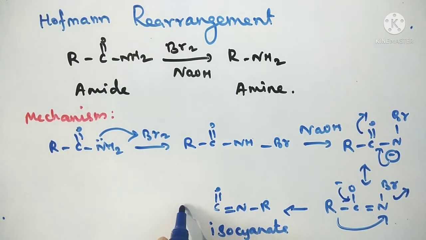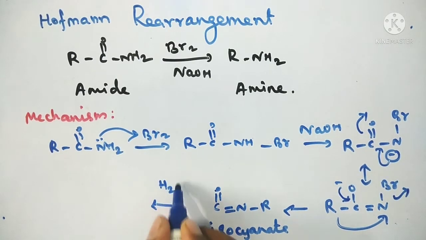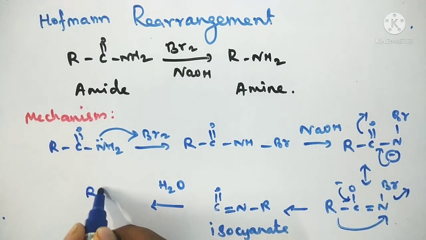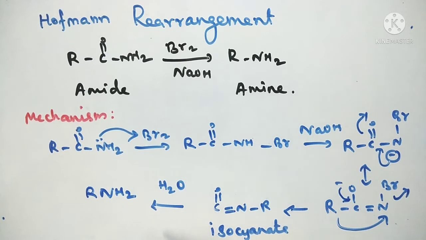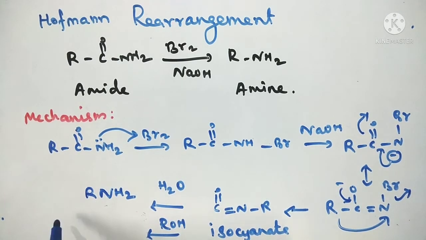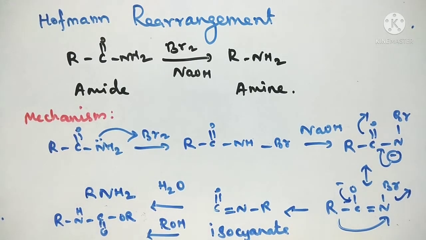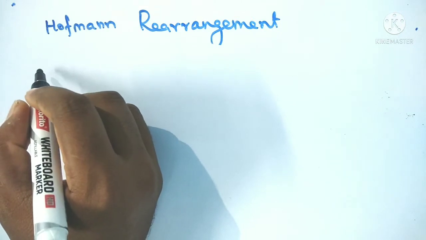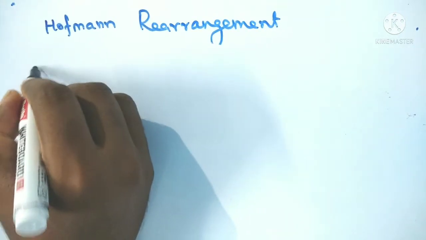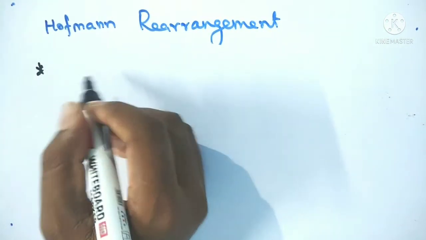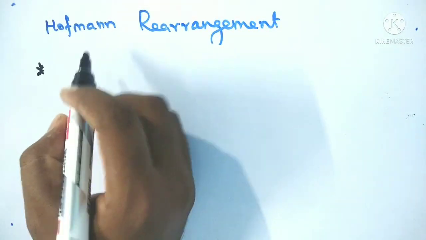So if you hydrolyze the isocyanate, you will get an amine, or NH2. In the presence of ROH, you will get a urethane, or bond NH bond C double bond O bond OR. Optically active amides undergo rearrangement with retention of configuration. So the rearrangement is stereospecific.